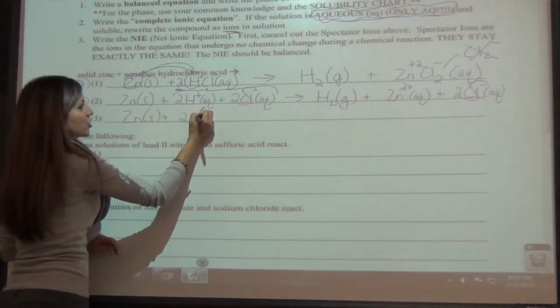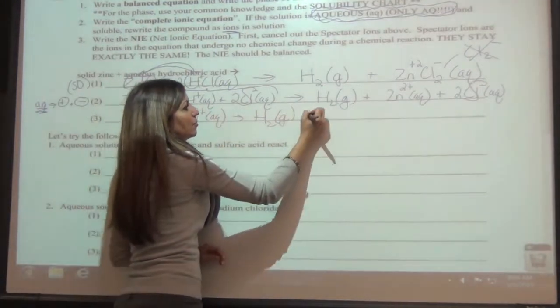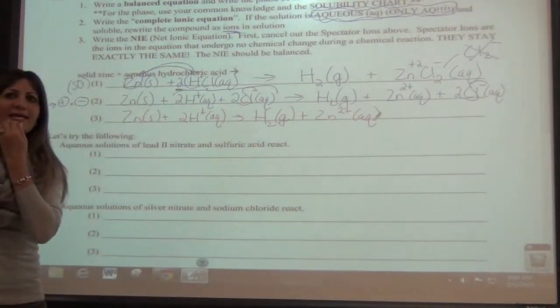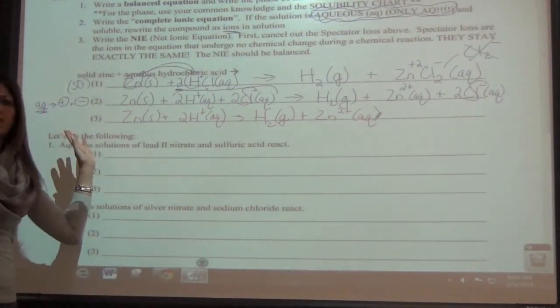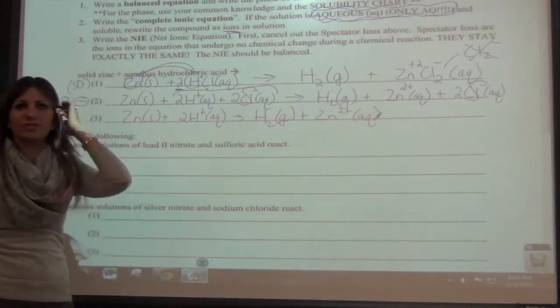Zn solid plus 2H plus yields H2 gas plus Zn 2 plus aqueous. And if you did it correctly, it is balanced. As long as you did it correctly, it should be balanced, which it is. I've got 1 zinc, 2 H's, and 2 H's.